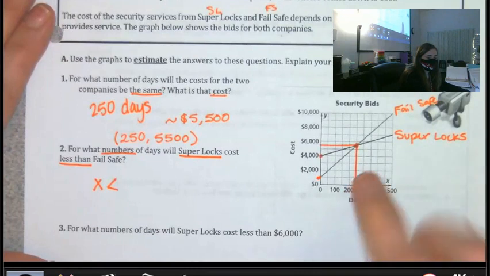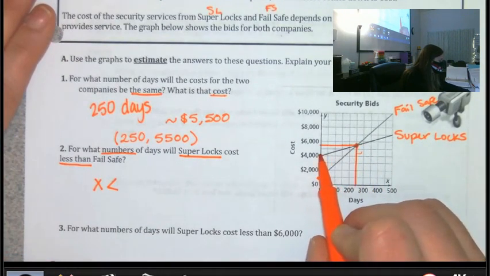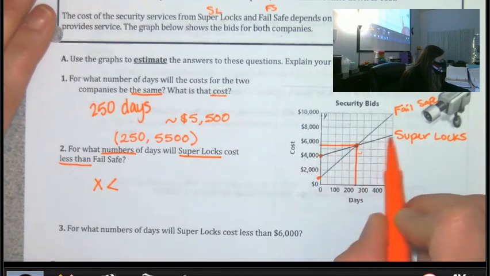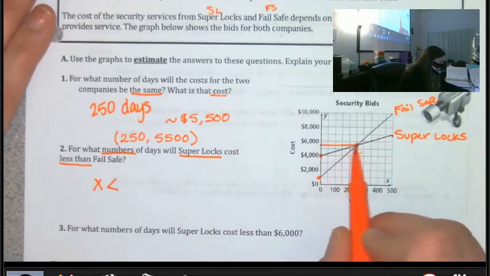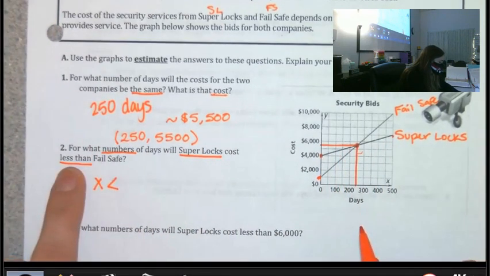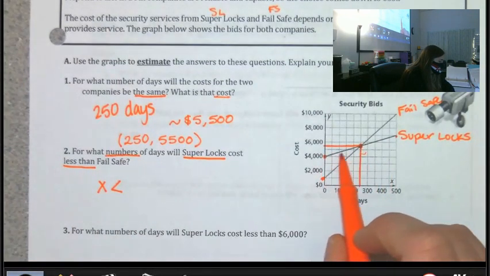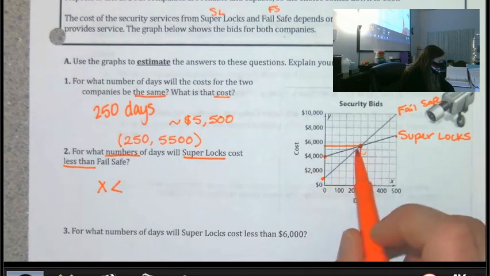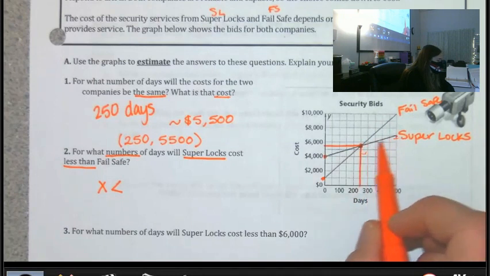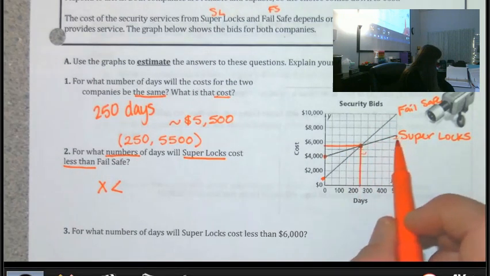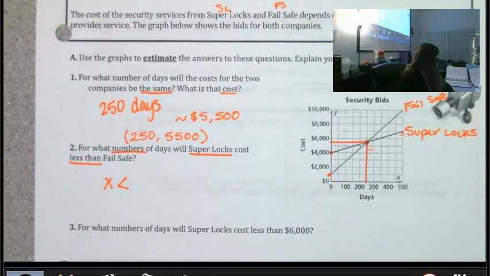All right, so if this is my point of intersection, is it going to be less than 250 days, or is it going to be more than 250 days for Super Locks, for the dark gray, to cost less than Failsafe? If dark gray is here, it's above Failsafe, but when dark gray is here, it's below Failsafe. After how many days will it start being less than Failsafe? 250, right?